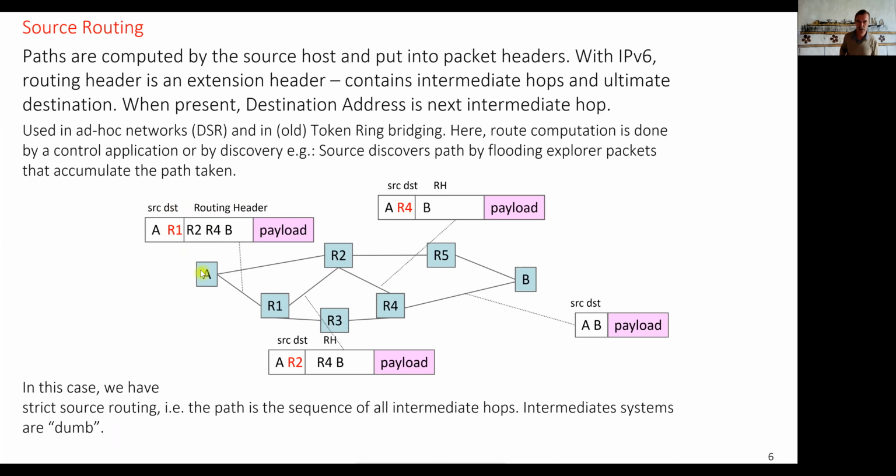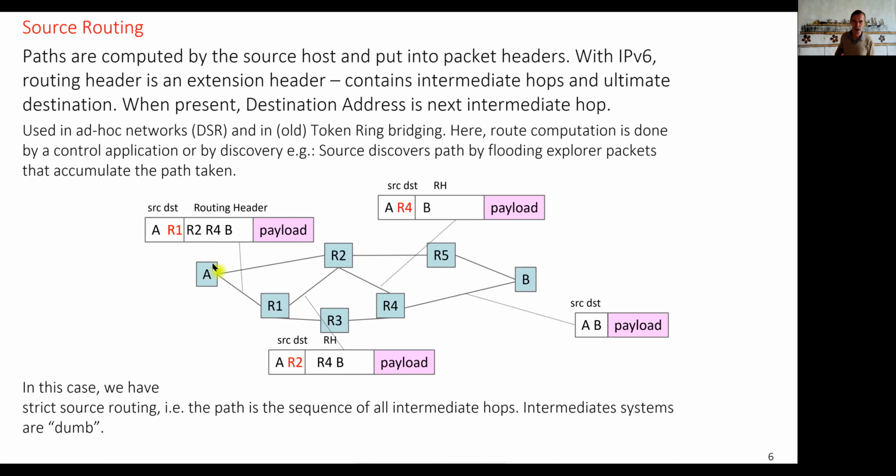And let's take an example. A has a packet to send to B. Through some mechanism, A has found that a good or possible path to B is the path that is written here: A, R1, R2, R4, and B. Then A will write as destination address not B, but the next hop, which is R1, and in the routing header, this extension header, will write the rest of the route, R2, R4, B.